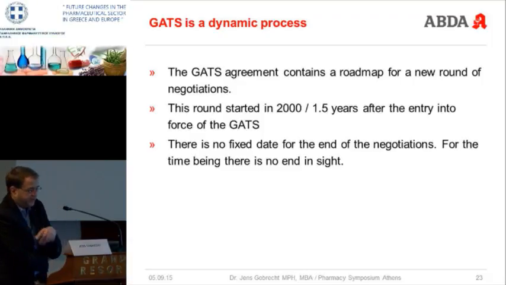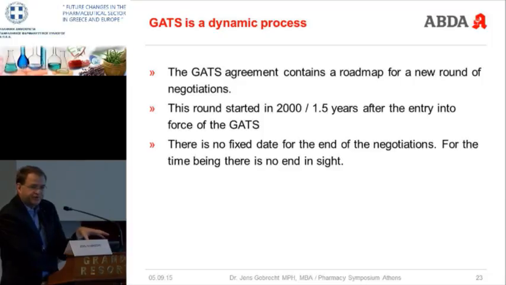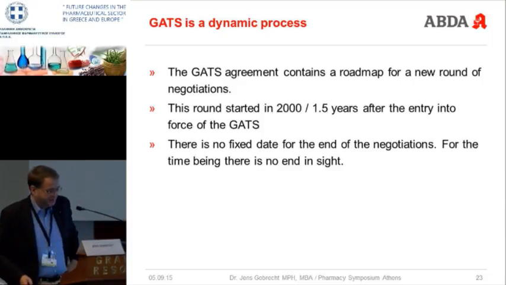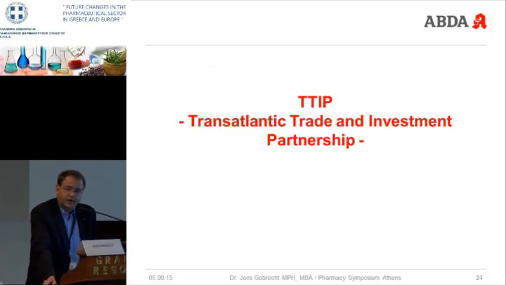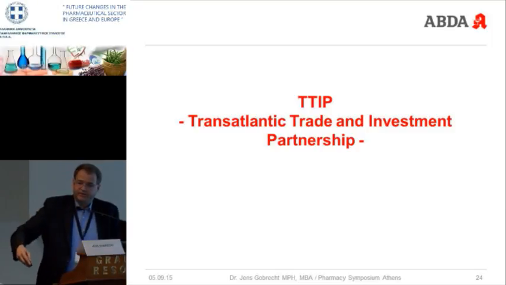Just a little bit more on GATS. GATS was a dynamic process. I think now it is not a dynamic process anymore. So it contained a roadmap for a new round of negotiations. This started in 2000. Sorry, here's a mistake. It was 5 years after the entry into force of the GATS. There was no fixed date for the end of negotiations, and for now there is no end of these negotiations in sight.